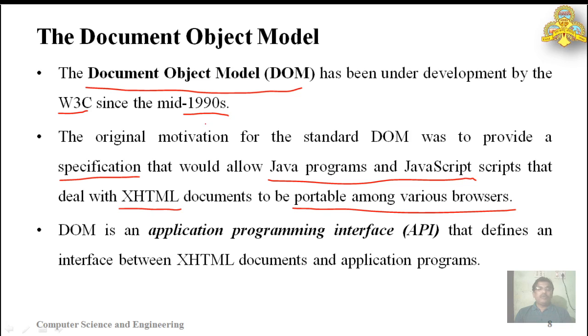There are many types of browsers, and in the initial days every browser developer introduced their own specific features, so that led to incompatibilities between different browsers for the same web page. That was the earlier problem, and it was solved by introducing a standardizing community, the W3C, which introduces the necessary technology standards. DOM is actually an application programming interface, that is API, that defines an interface between XHTML documents and application programs.